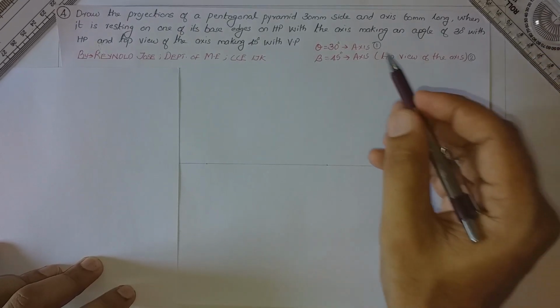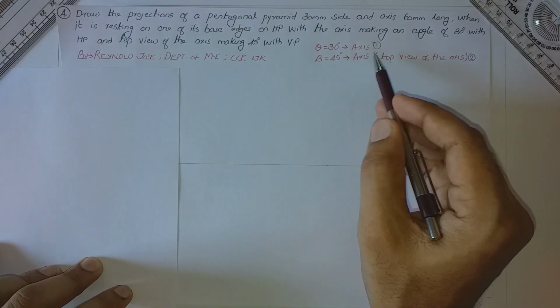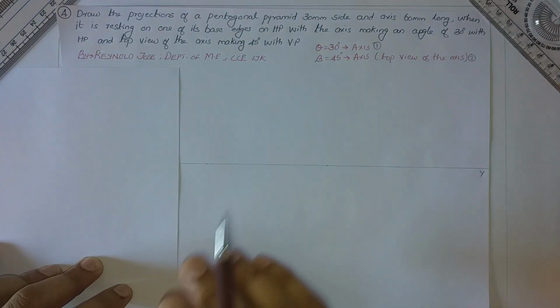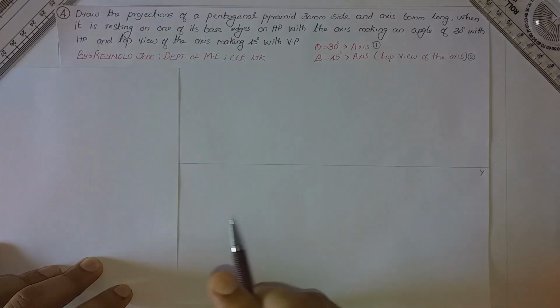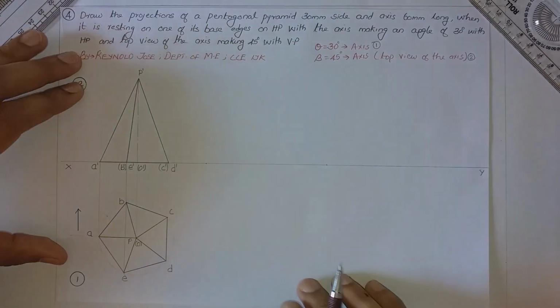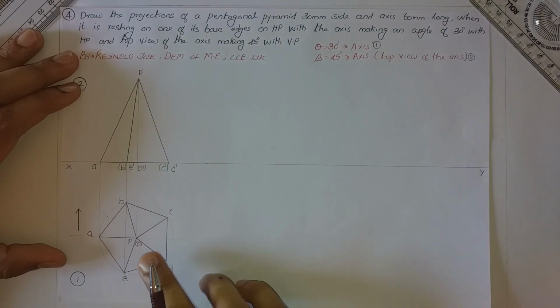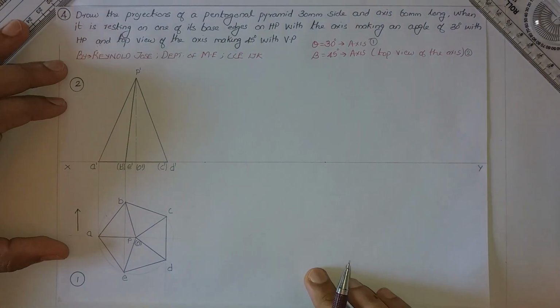As we have to give the inclination with respect to HP, that is theta, first, we'll be drawing the base shape in the top view. Then only we'll be going to the front view. Now already I have drawn the base shape in the top view as diagram number 1, and this is the front view as diagram number 2.